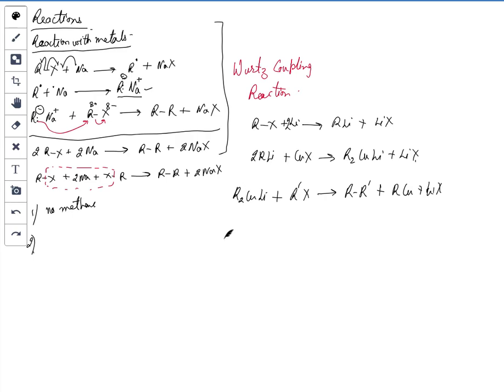Now here we have a slight restriction. This R in R2CuLi could be CH3. Could be 1 degree. Could be 2 degree. Could be 3 degree. Could even be benzene. Could even be RC double bond O, that is acyl. That also is allowed. But this R dash can at the most be CH3 or 1 degree.